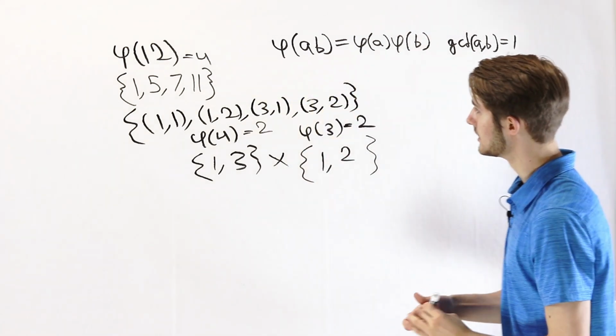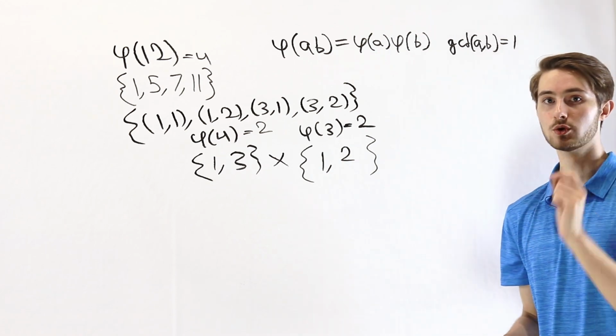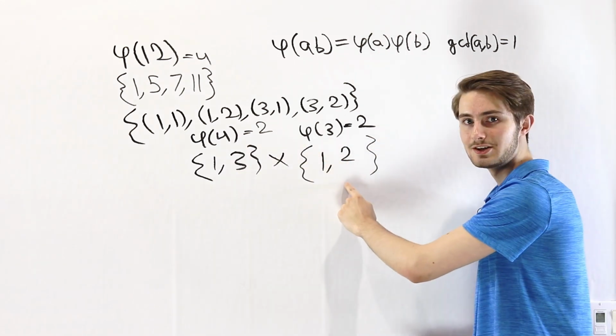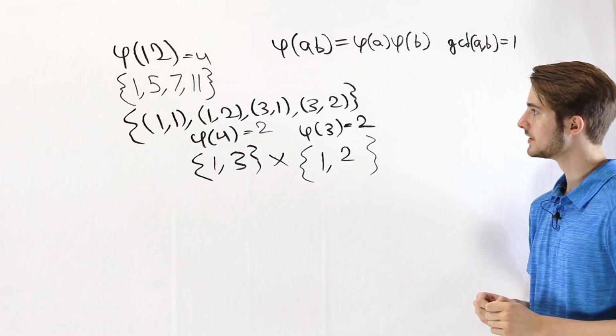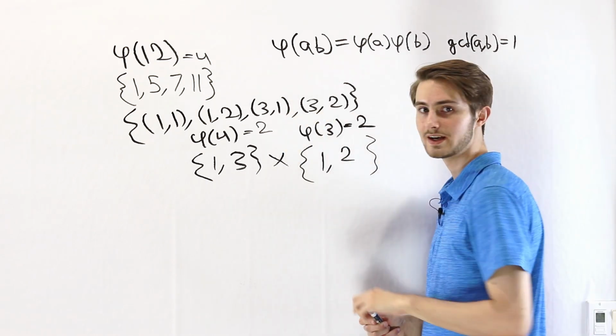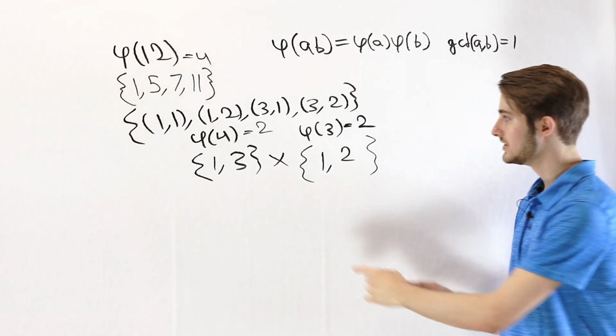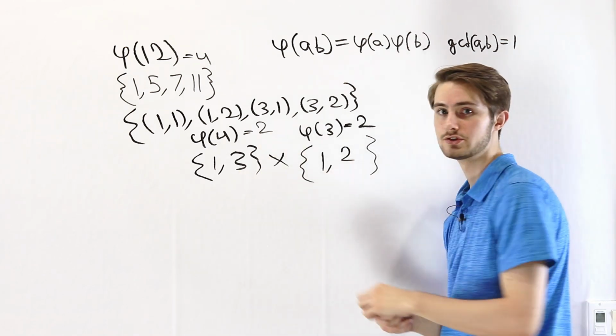So this set right here gives us all of the ordered pairs with the first number from the first set and the second number from the second set. Notice that this set right here has 4 elements. And the reason for that is that each of these sets has 2.